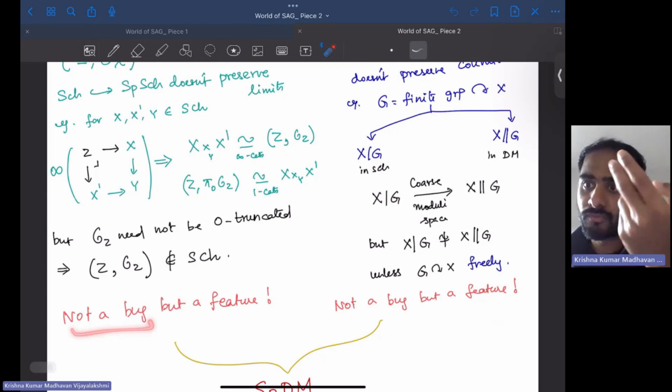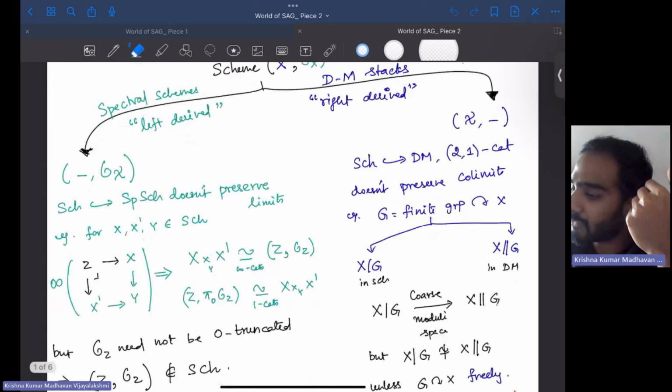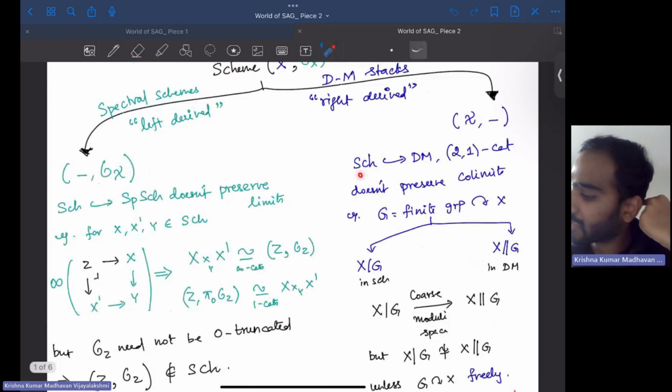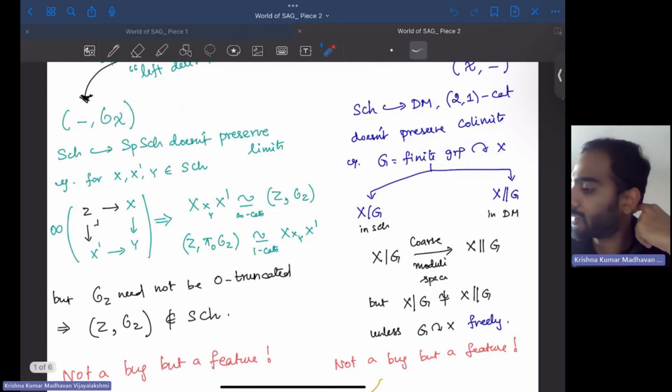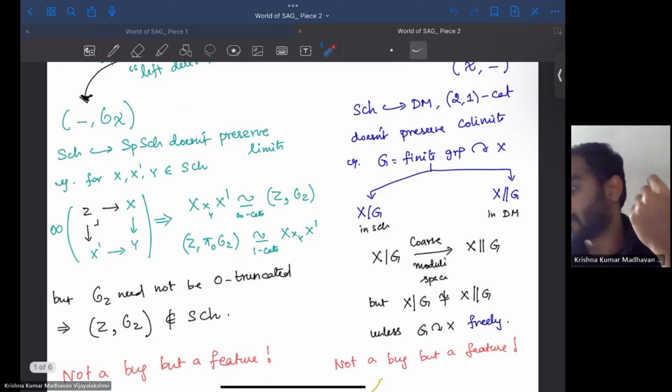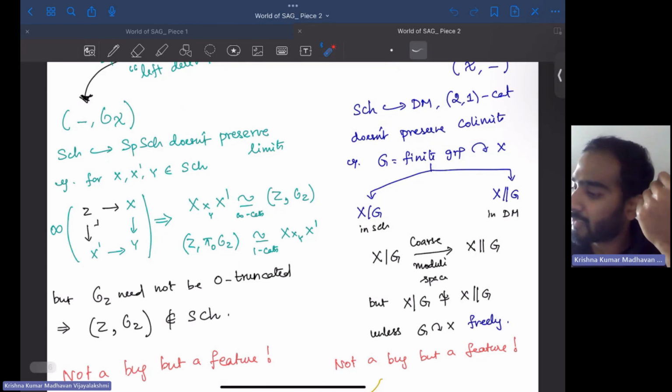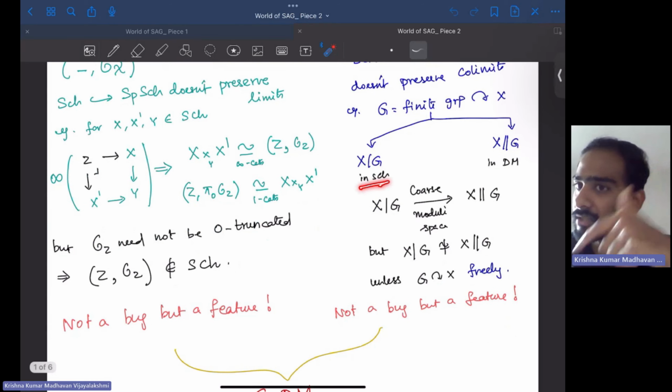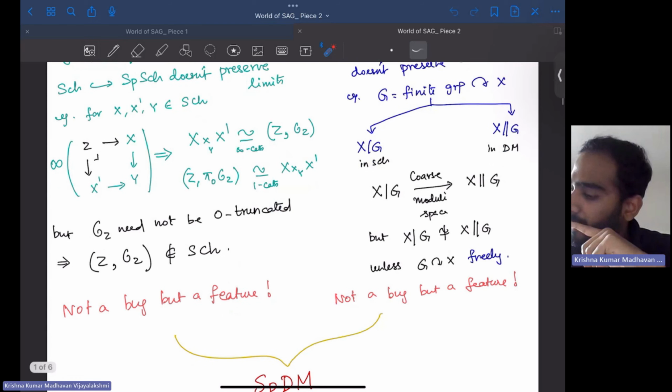Actually, it's a feature of spectral schemes. In the same way, if we take the inclusion of schemes into DM, it does not preserve limits and colimits. For example, colimits are obtained by taking quotients. If you have a finite group acting on X, one can talk about the scheme theoretical quotient and the stack theoretical quotient.